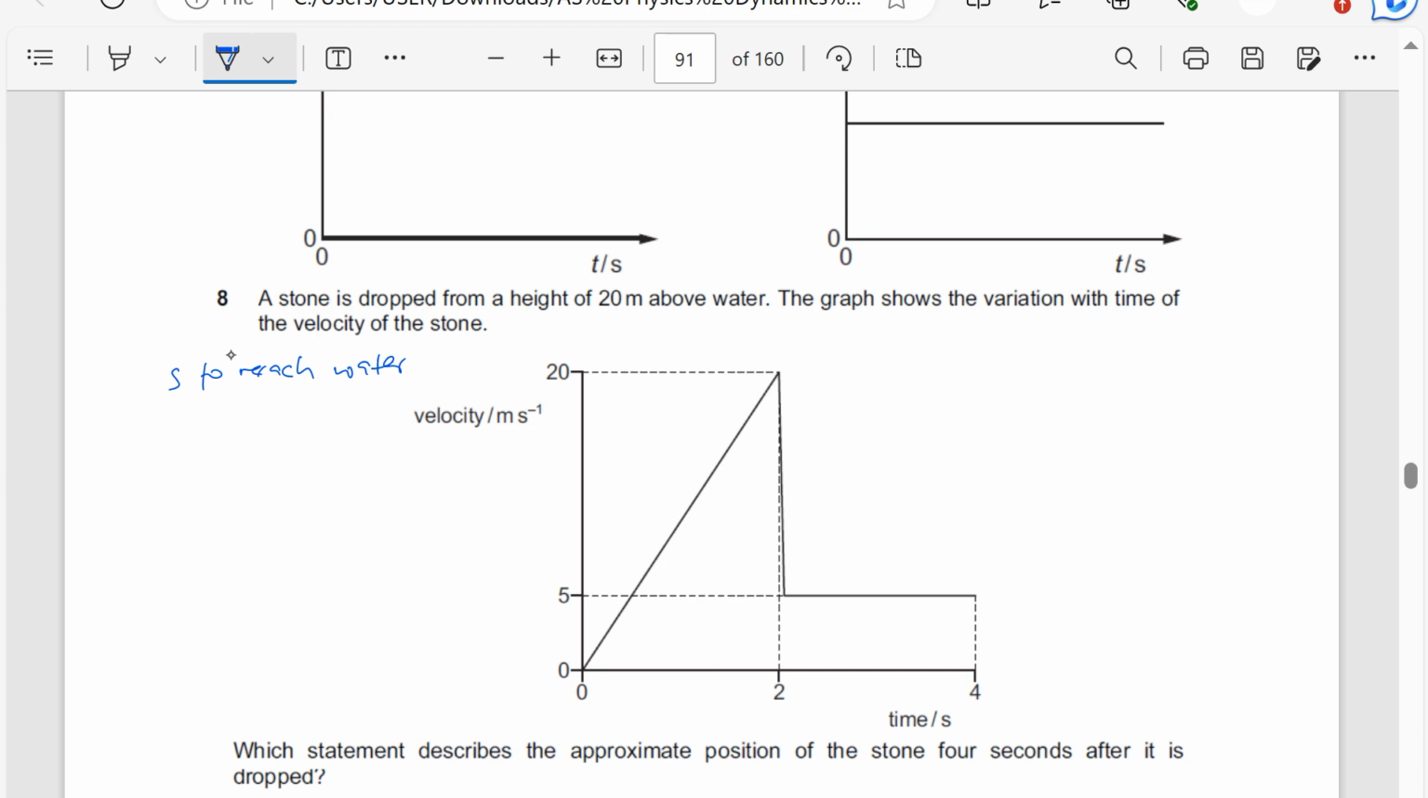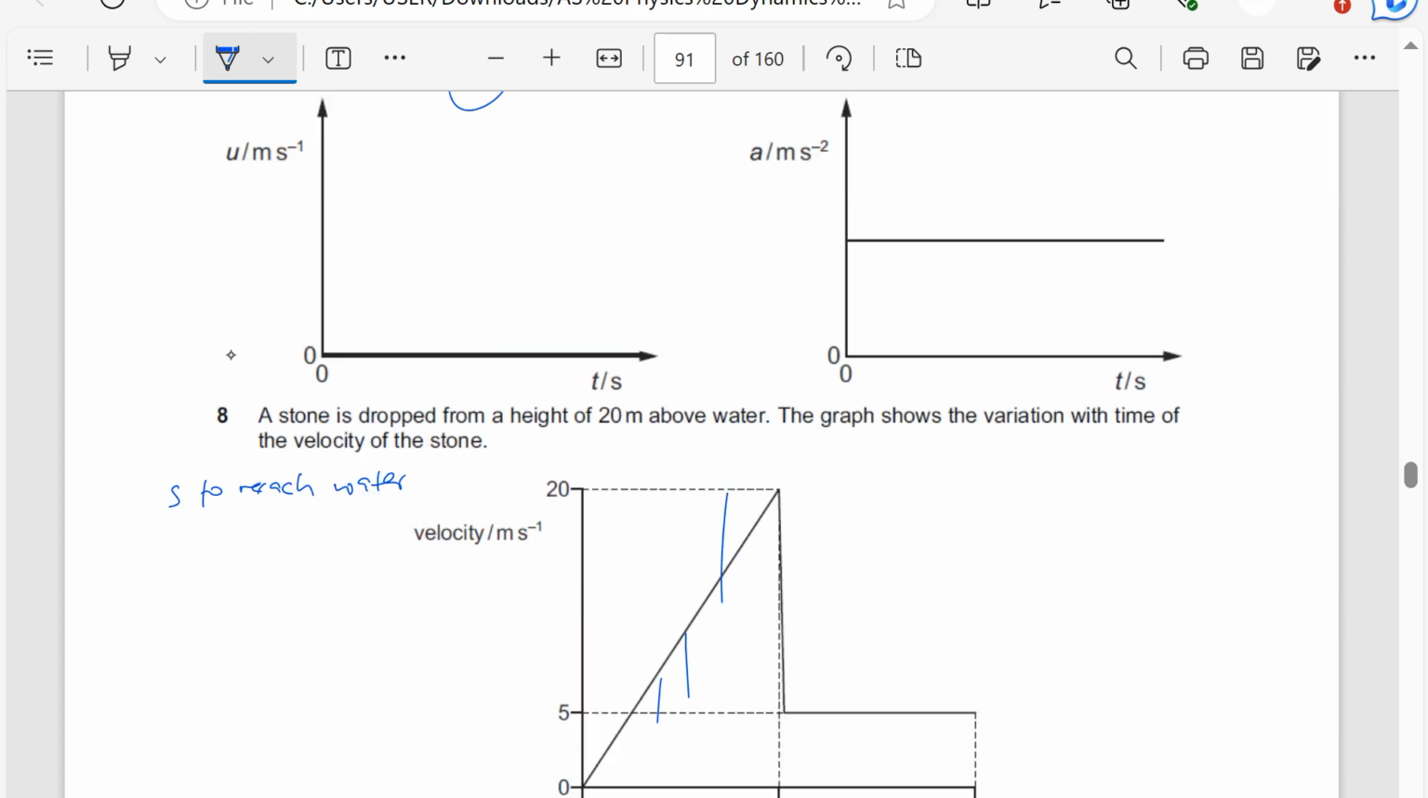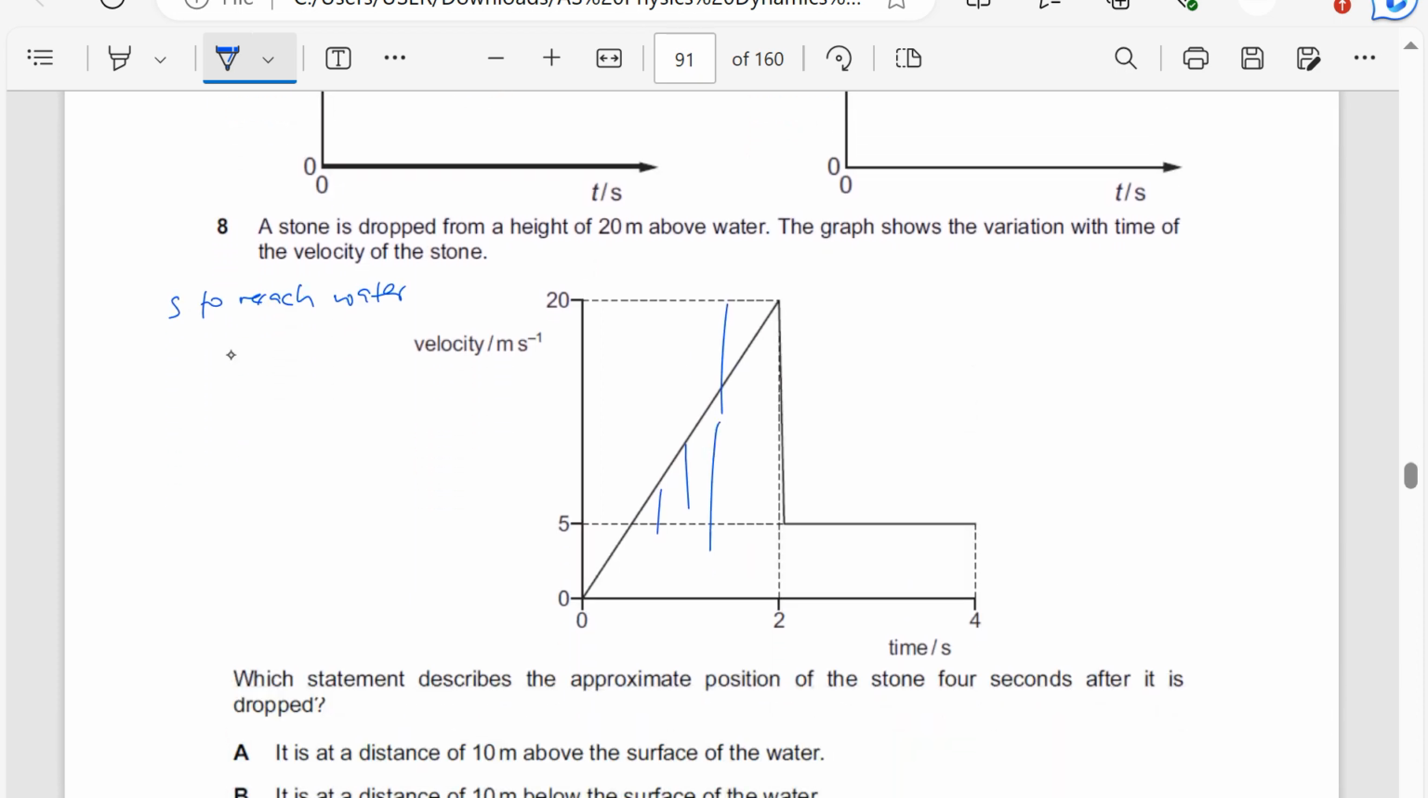So the distance to reach the water surface, this is a triangle. The distance is the area under the graph. So this is going to be a half times the base, which is 2, times the height, which is 20. The distance to reach the water surface is going to be 20 meters.